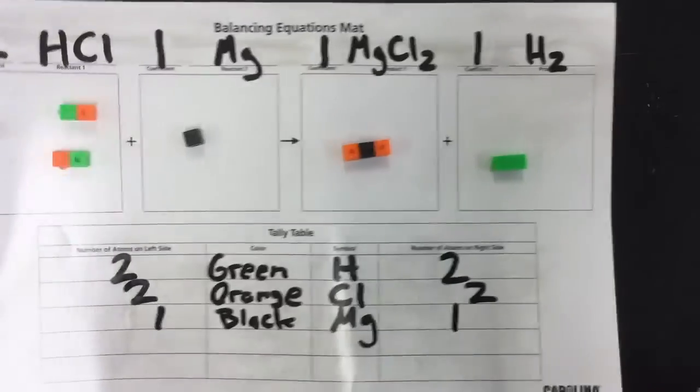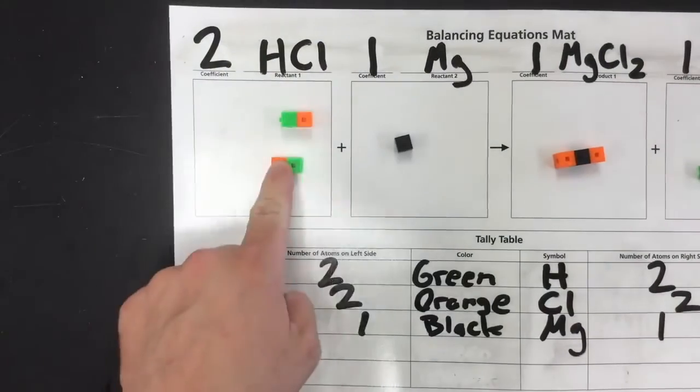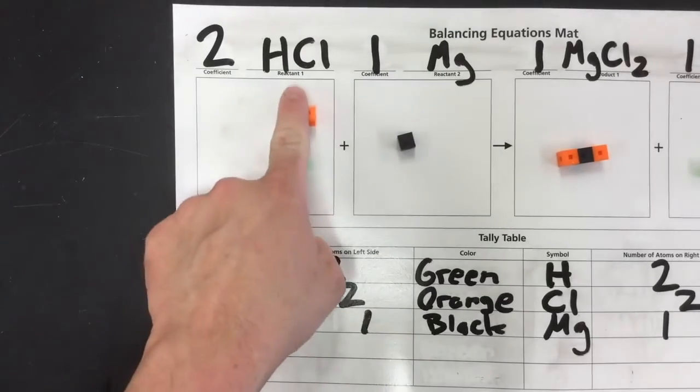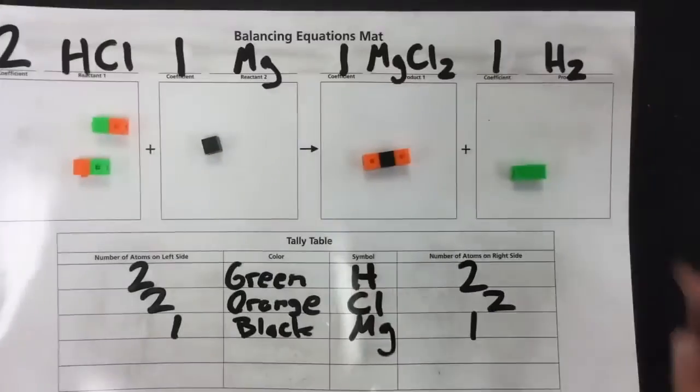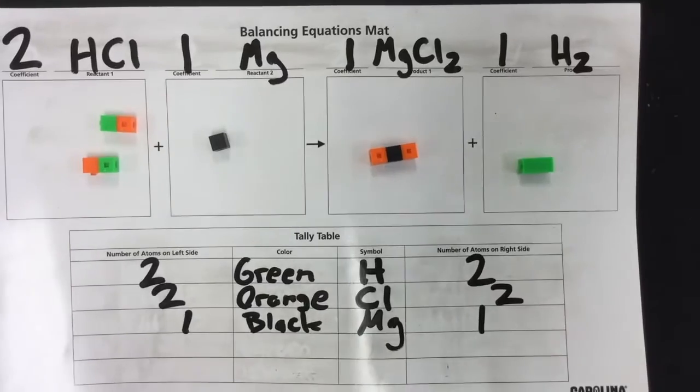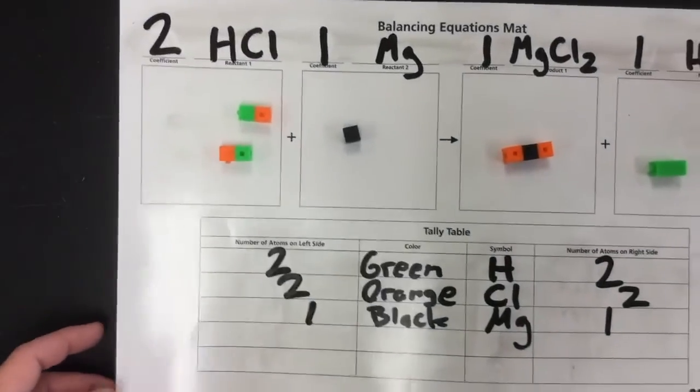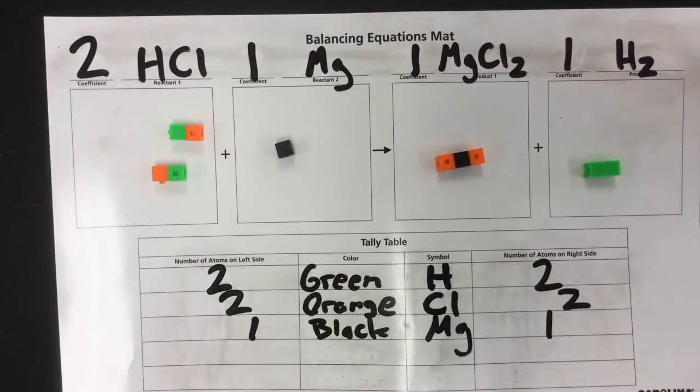So you change the coefficient by adding particles as necessary, whole particles of either the reactants or the products, to balance the equation. Okay, so what you'll do now is try some of these with a partner with the same kit. Have fun, do your best.